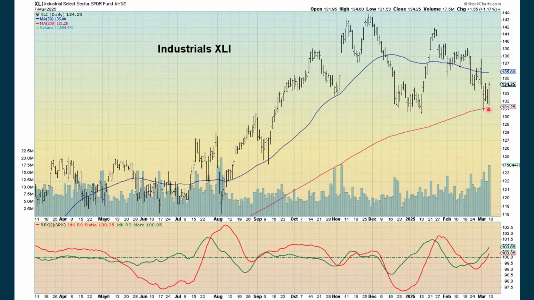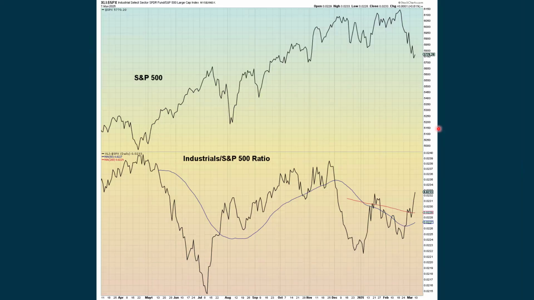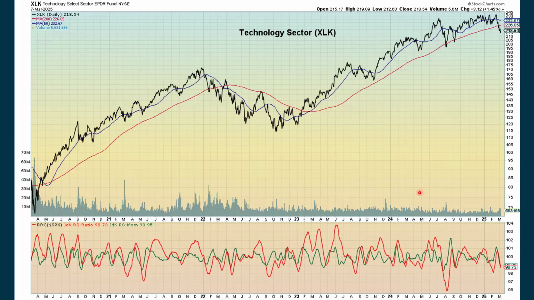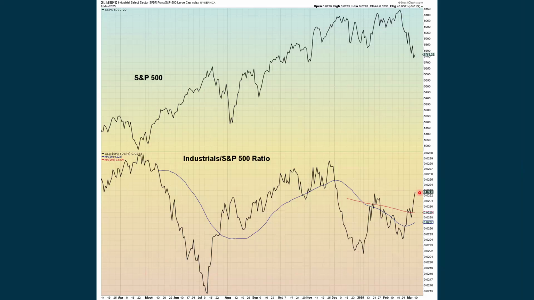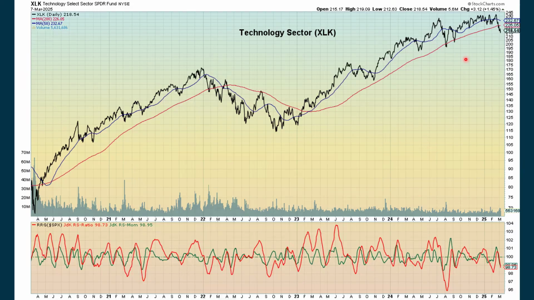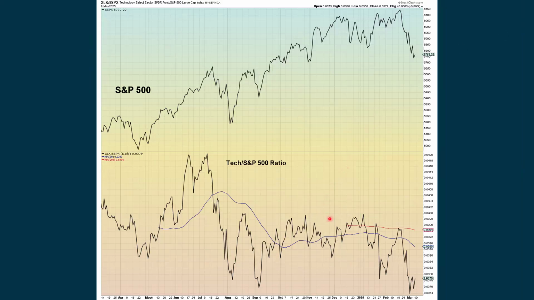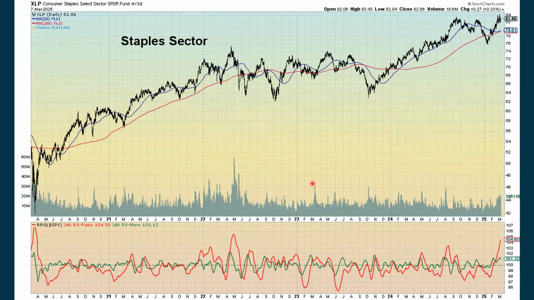The industrials are coming down and testing their 200-day moving average, and actually it's still in a downtrend, but showing some recent weakness now when compared to the recent strength compared to the S&P. And then the tech sector. This is the real growth area, and we're falling underneath the 200-day moving average, and we're just kind of going sideways to down when we compare it to the S&P.